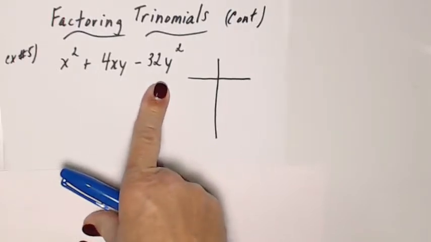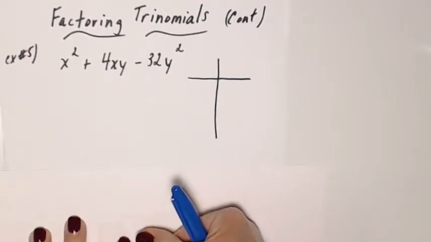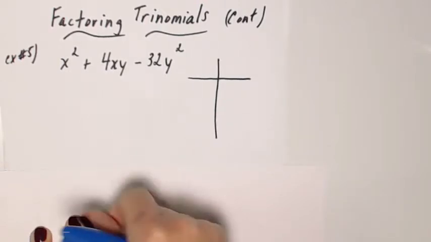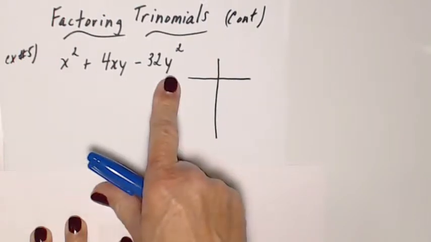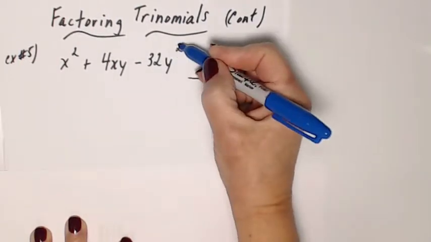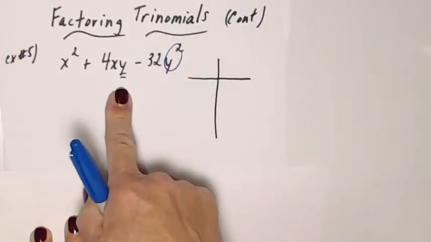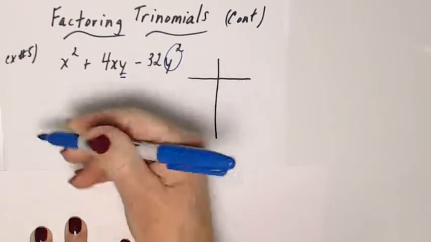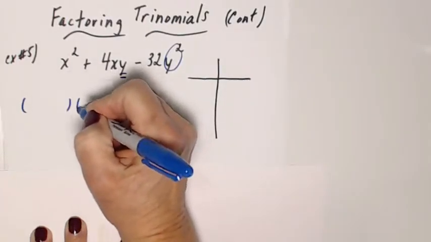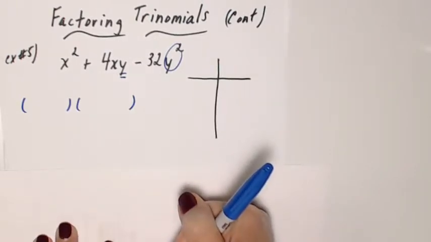I'm hoping that somebody notices that this problem looks a little bit different than what we've seen before, in that not only do we have the variable x squared and x, but now we have this variable y squared hanging out in the back there with this y in the middle. So it's going to be pretty straightforward to take care of it. We're going to make our parentheses like we do usually with factoring trinomials.